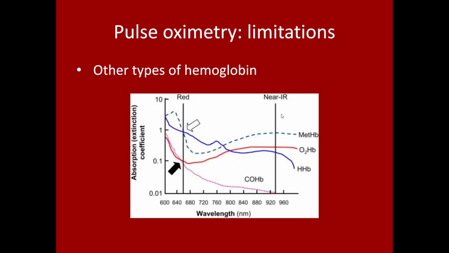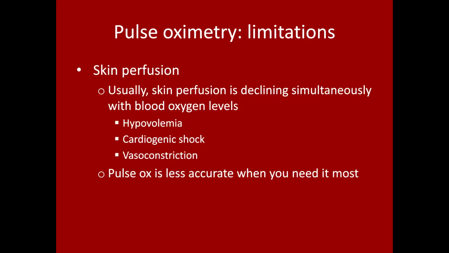Additionally, methemoglobin can trick you as well. You can also see that there's an overlap between methemoglobin and deoxyhemoglobin at this point here. And so that also can fool you and make you think that your oxygen saturation is somewhere in the mid-80s when you actually have a significant burden of methemoglobin in your bloodstream.